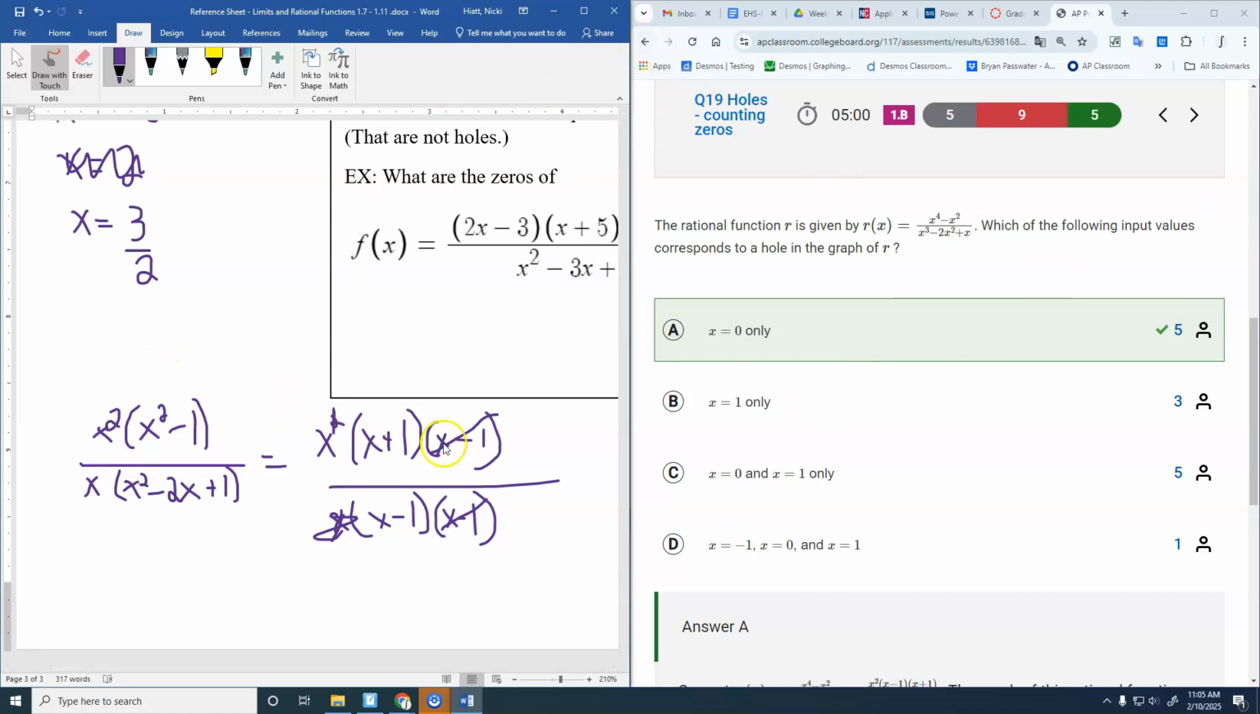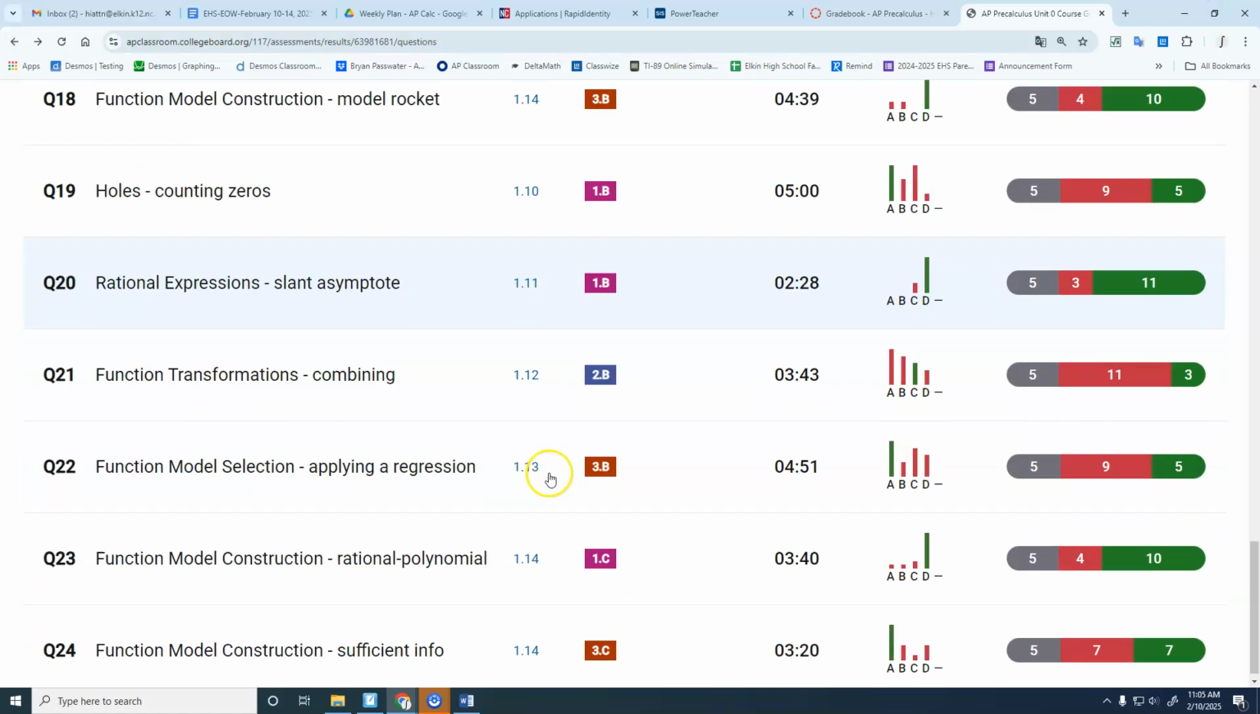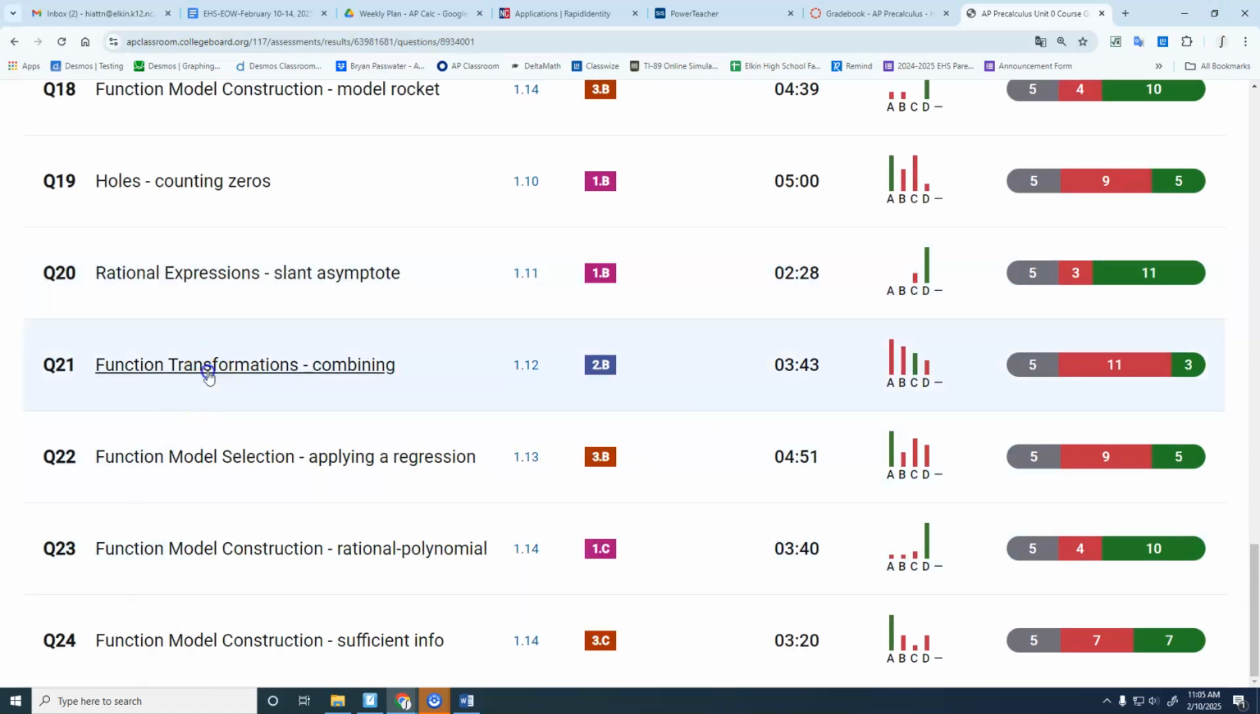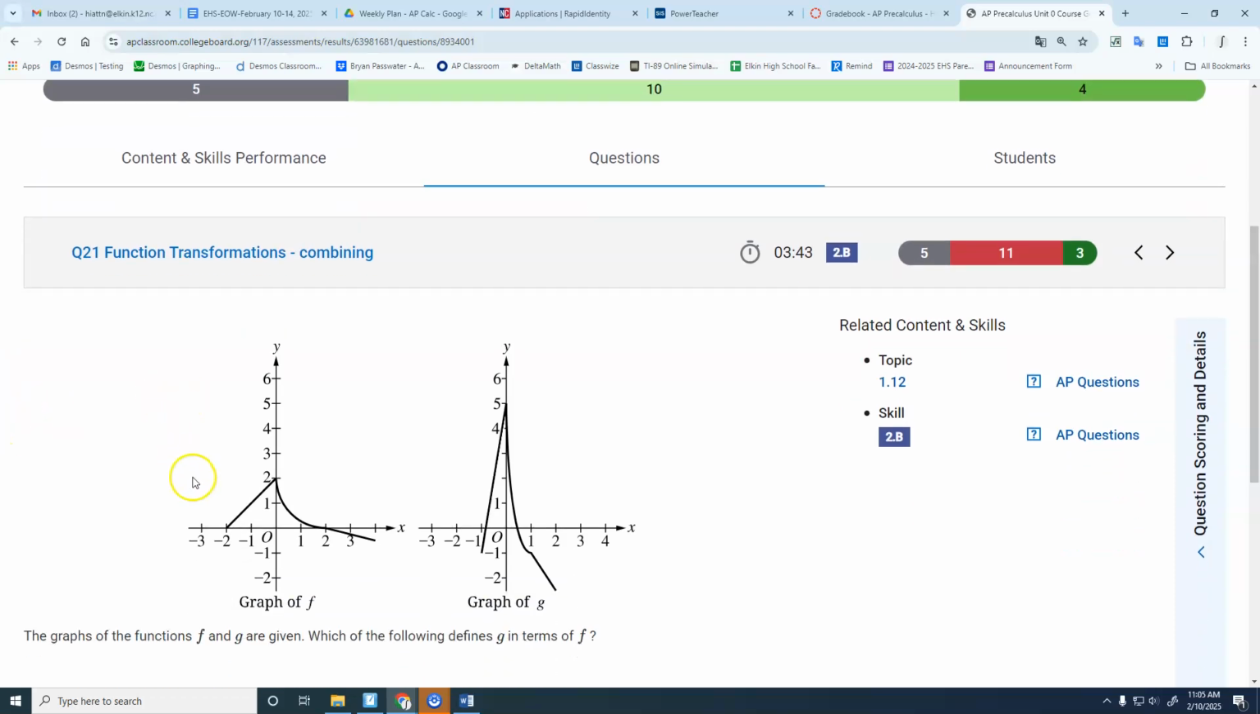Questions on that? All right, let's look and see. 21, we did not do very well with.